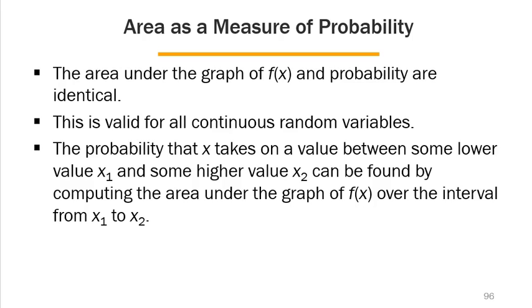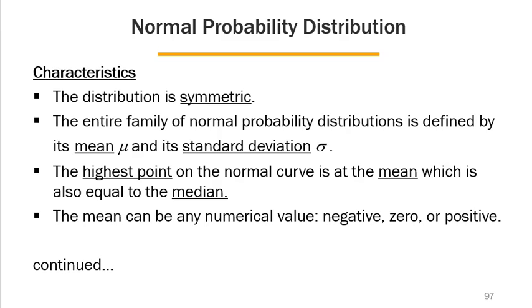So if you were familiar with calculus, which I don't know who's watching this video, so some of you may be and some people may not be, then you may be familiar with taking an integral, and that's what you would be looking at. So this is valid for all continuous random variables. The probability that x takes on a value between some lower value x1 and some higher value x2 can be found by computing the area under the graph, that f of x, over that interval, x1 to x2. So that would be done using calculus, for example, is one possibility, or using a computer or calculator.